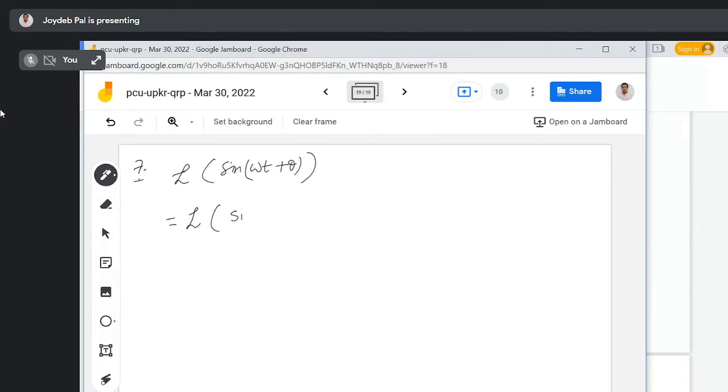Bolo? Sin A cos B plus cos A sin B. Is it plus or minus? You check it. I forgot actually. The terms I remember, sine a cos b, cos a sin b, but it may be plus, maybe minus. You check it. It's plus, sir.